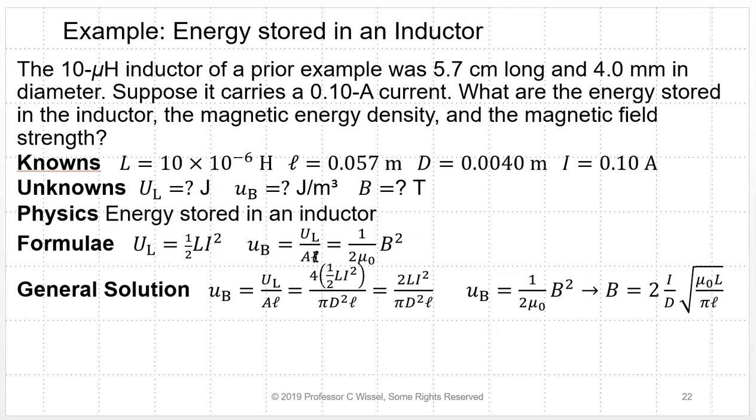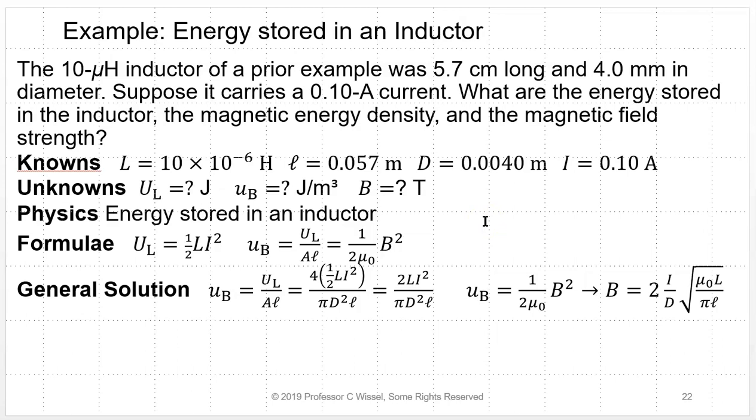The physics of this is the energy stored in an inductor, and the formula is UL equals 1/2 big L times I squared, and little UB equals big UL over A times little l, or 1 over 2 mu naught B squared. And now we can plug this in.